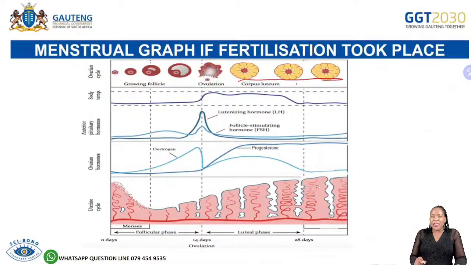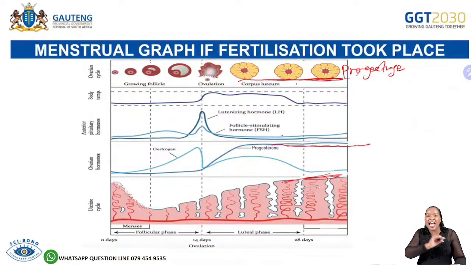This graph is different from the previous graph because the corpus luteum is continuing. You see, it is not disintegrating, meaning it keeps on secreting the hormone progesterone. And when it keeps on secreting progesterone, look at what is happening to the lining. You see now the progesterone level is going flat. It's maintained, to also maintain the lining of the endometrium. Now it means fertilization has taken place, so we want to maintain pregnancy. So this is what is different with this graph.